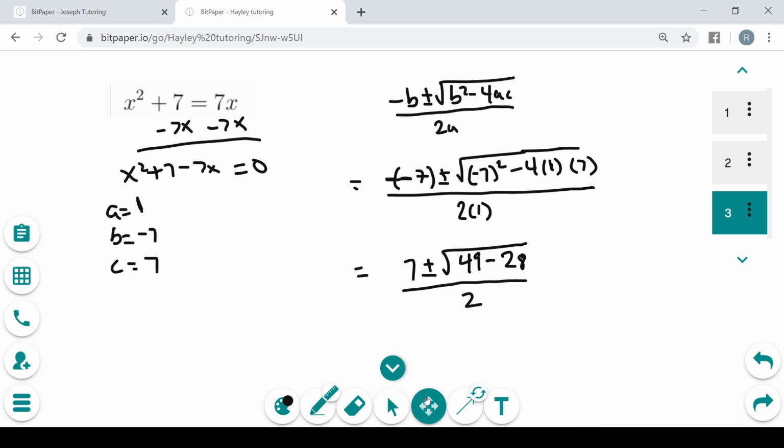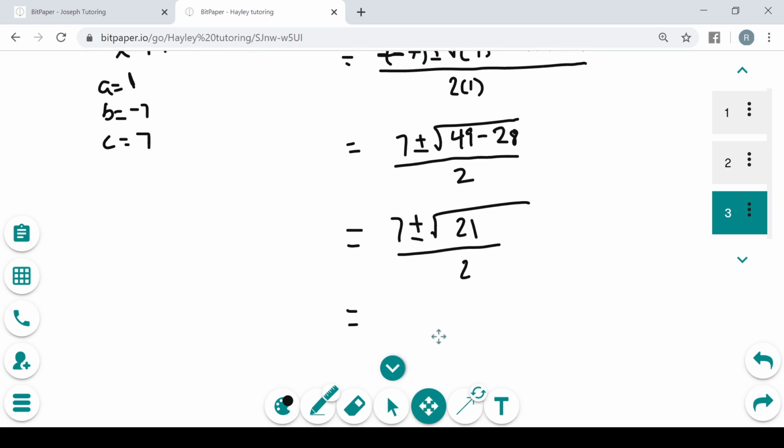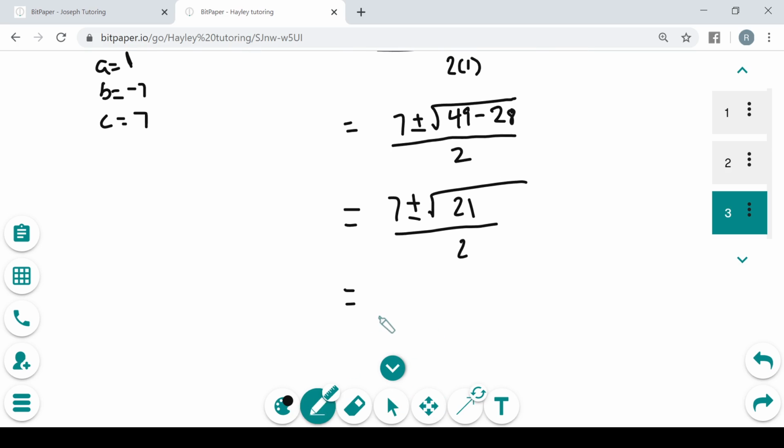Okay, cool. So we continue to simplify. We have 7 plus or minus the square root of 49 minus 28, which is going to give us 21, if I'm not mistaken. Yes, 21. And we have everything divided by 2. Here's the thing: 21 isn't a perfect square. Nothing whole squared would give you 21. So that's as simple as the radical can get.